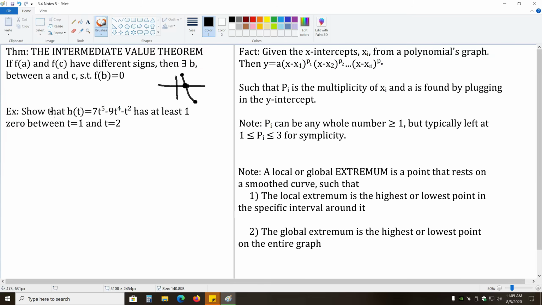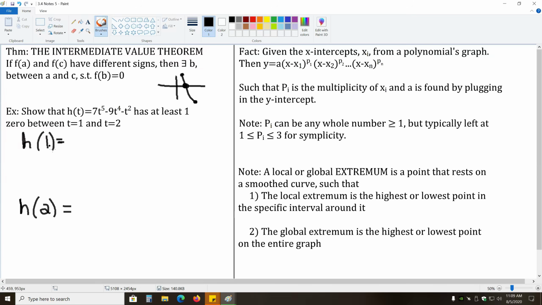For this example, we're going to show that h of t equals 7t to the 5th minus 9t to the 4th minus t squared has at least 1 zero between t equals 1 and t equals 2. So how can we show that? Well, if we find h of 1 and h of 2, and they have different signs, then that proves there has to be a value between t equals 1 and t equals 2 that is a zero.